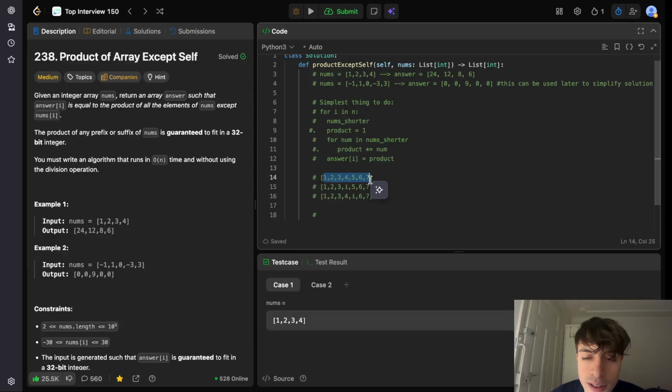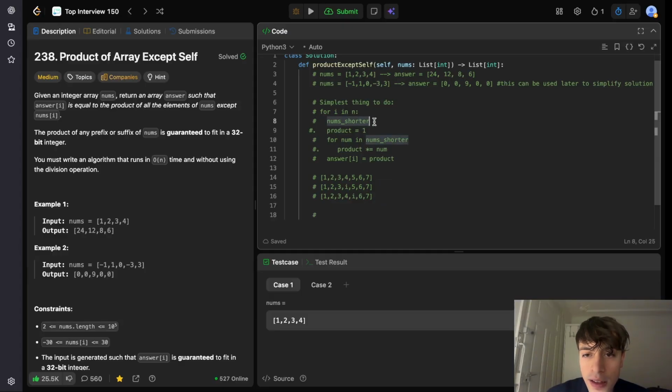Okay, I think I've got something. I have an I, which moves from 1 to 7, and then I compute this product, and then this product. I was thinking about storing this product to increase, but what if we compute it? We do that n times.